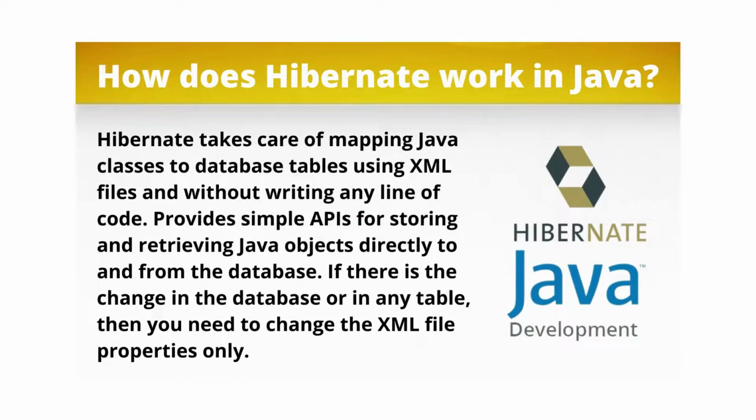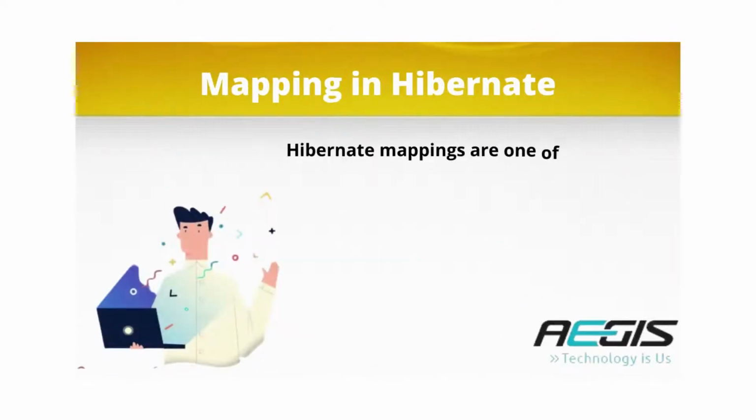How does Hibernate work in Java? Hibernate takes care of mapping Java classes to database tables using XML files and without writing any line of code. It provides simple APIs for storing and retrieving Java objects directly to and from the database. If there is a change in the database or in any table, then you need to change the XML file properties only.